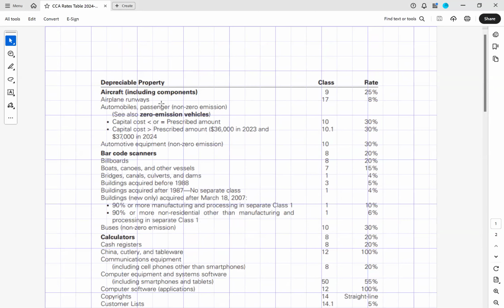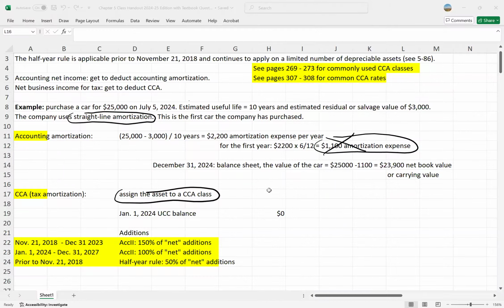But if we look at automobiles here, we'll see that automobiles go into class 10 right over here, and it's given a CCA rate of 30%. Now we'll talk about this prescribed rate that you see here, but we'll worry about that later. But this automobile will go into class 10, and it has a 30% CCA rate. So let's see what happens then in our calculations. What we would do then is set up this class 10.